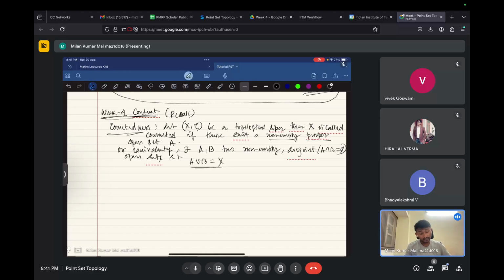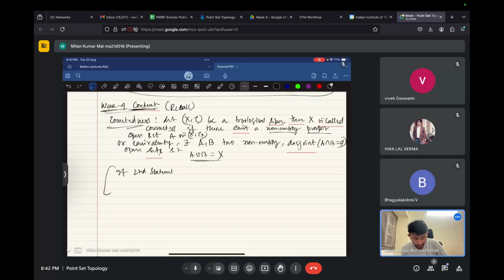Let me say what the first part says: let (X, tau) be a topological space, then X is called connected if there exists a non-empty proper open set A in (X, tau), or equivalently there exist two non-empty disjoint open sets A and B such that A union B is equal to X. If the second statement holds, then we can take A non-empty and B non-empty, A proper.